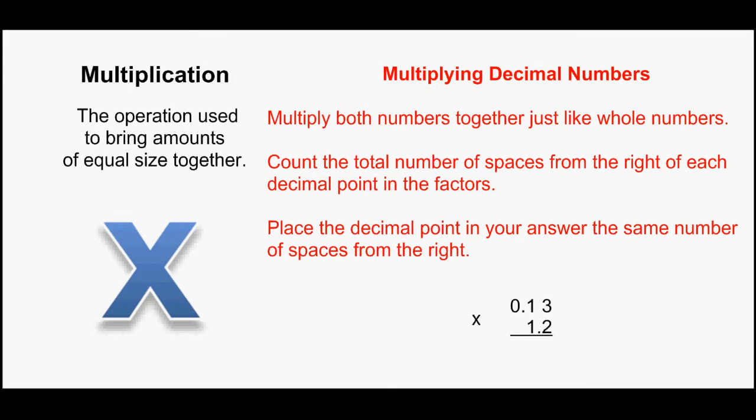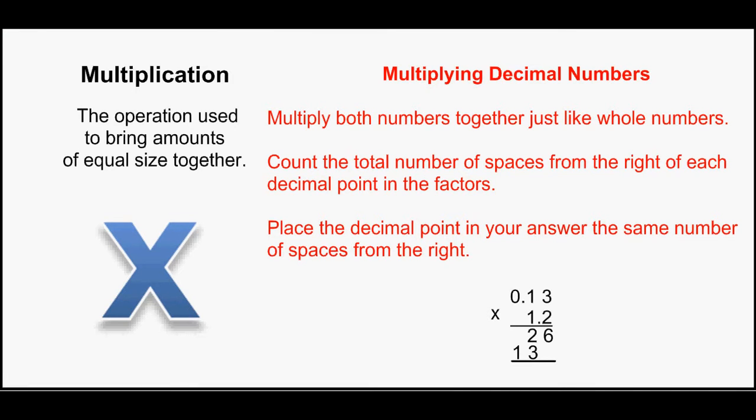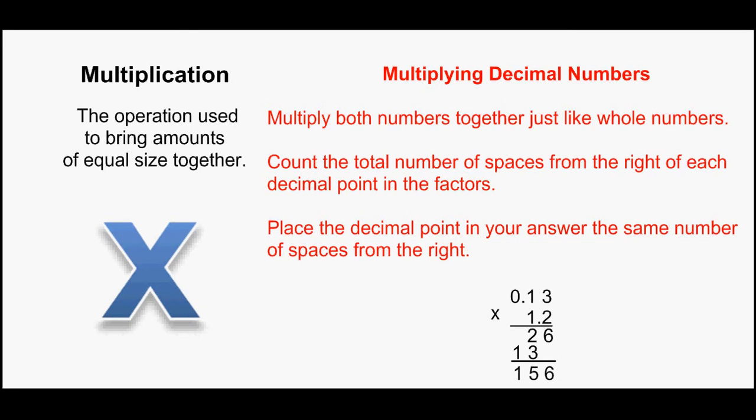Multiply your two numbers together and add your partial products. Now, to determine where our decimal goes, we will count spaces from the right, 1, 2, and from the right again, 3. There are 3 spaces in our factors, so we will take that and count 1, 2, 3 spaces in our product. Our answer is 156 thousandths.